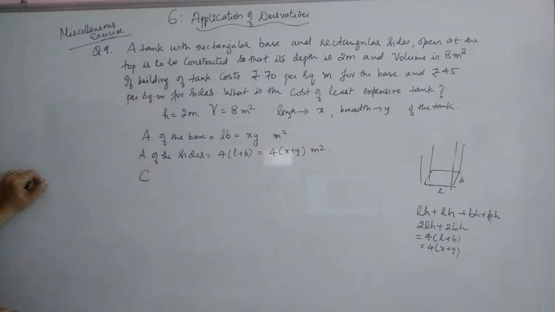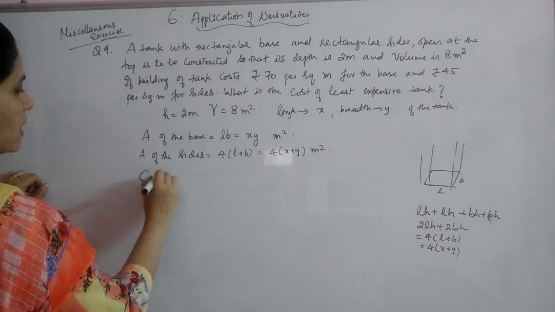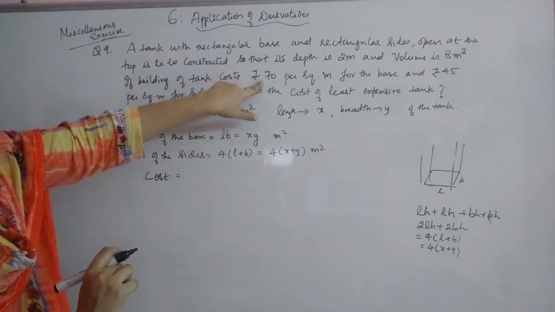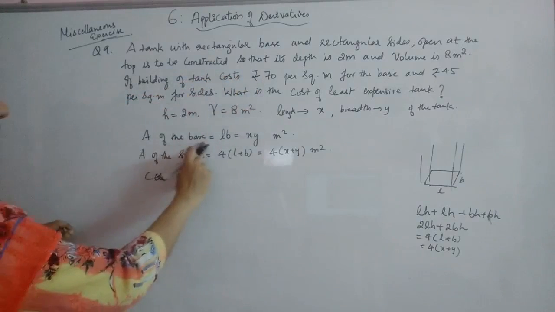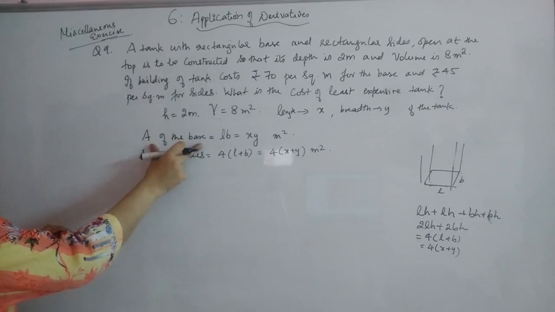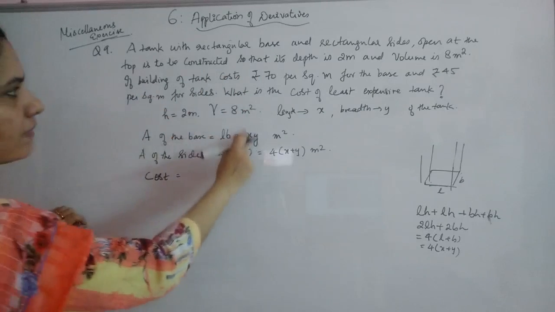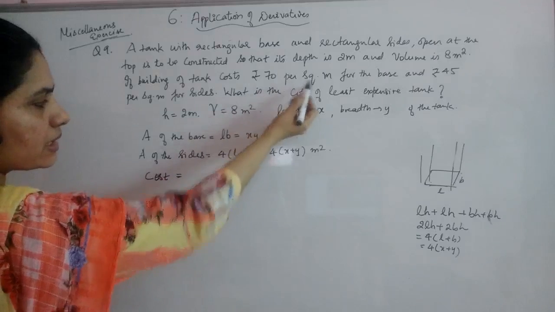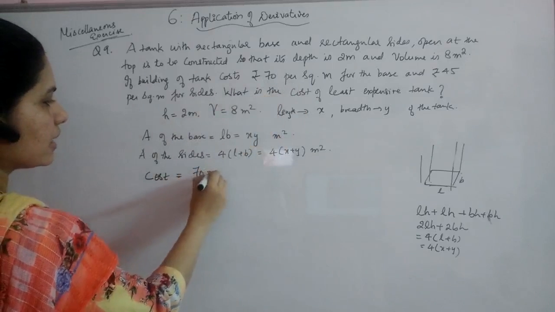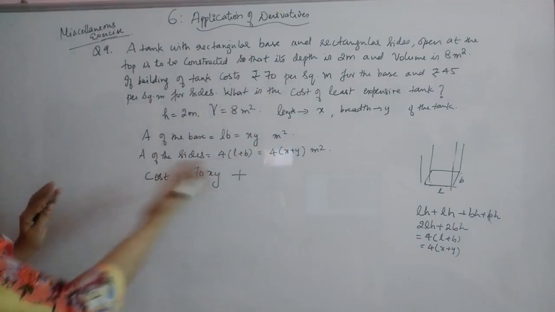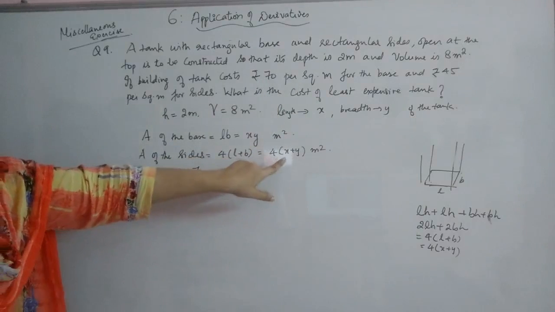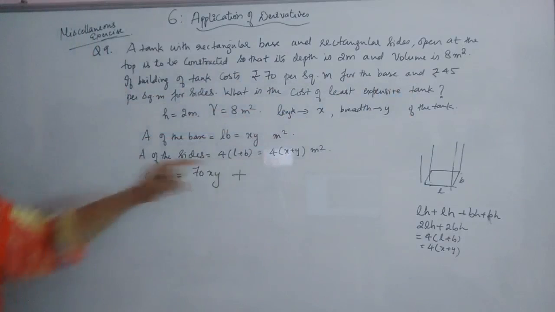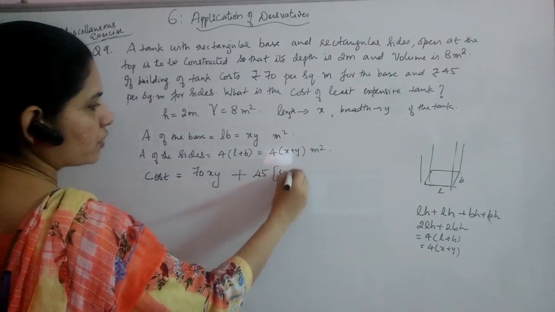The function will be cost. For cost we have to take them separately because they have different costs. For building the base you have 70 rupees. So that is total cost of the base. For building the base of the tank you will have 70 into XY, area into the cost. This is per square meter. So this much of square meter will cost 70 into XY, plus for the sides you have the area to be 4 into X plus Y, and the cost is given to be 45. So it is 45 into 4 into X plus Y.